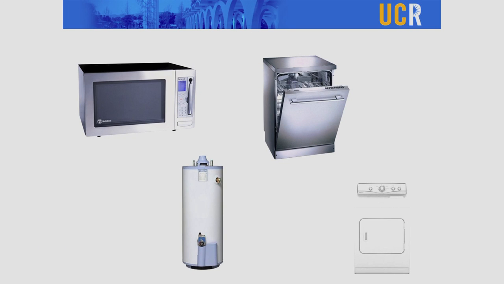Okay, appliances. There are four appliances in your house that use much more energy than any other appliance. They're the microwave, the water heater, the dishwasher, and the dryer. It's really stark. Those four use a ton of energy, and everything else doesn't use that much. So in terms of appliances in your house for your carbon footprint, focus on these four.